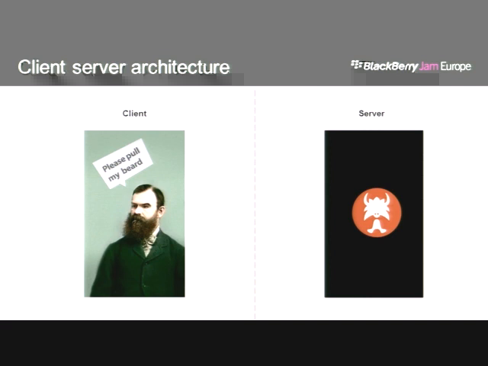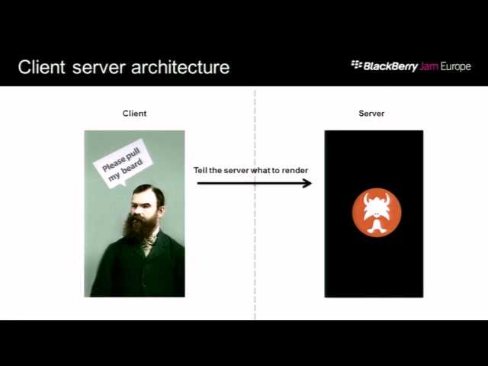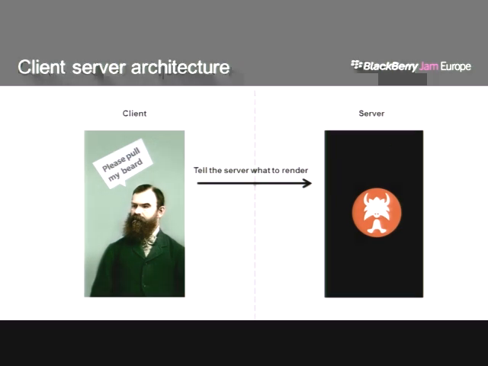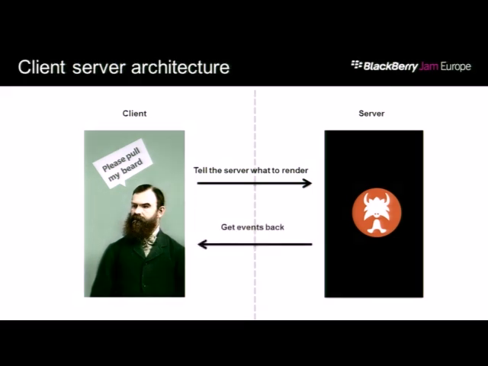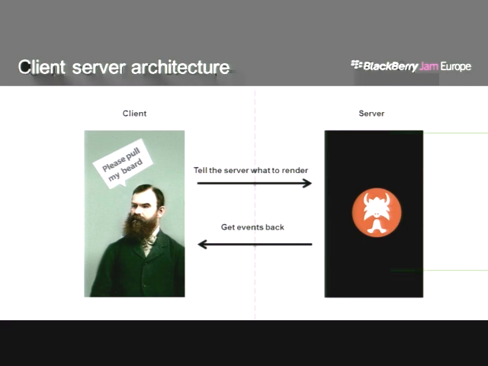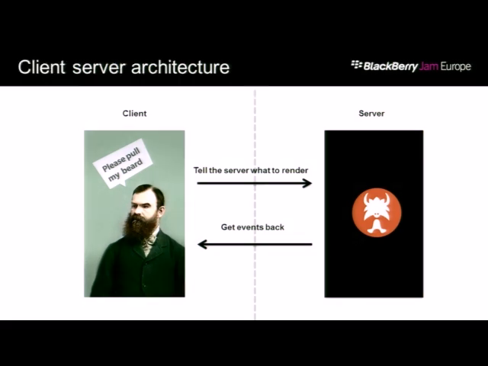The server thread renders all your UI. And it kind of goes like this. Via QML or via C++, you tell the server what to render. For example, you say, start my animation. And the server will start your animation for you. And in the meantime, you can do whatever you want. The server will handle all the rendering, all the events. So when a user taps something, or long presses something, or clicks, or swipes anywhere, you will get the event back from the server. The server will keep on rendering.